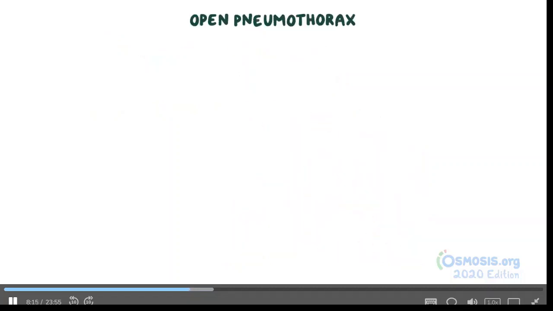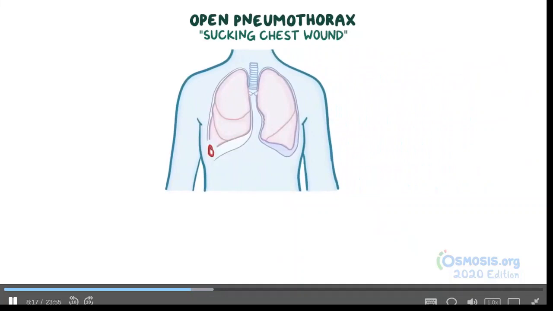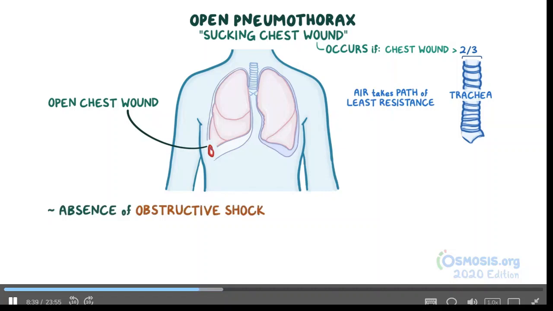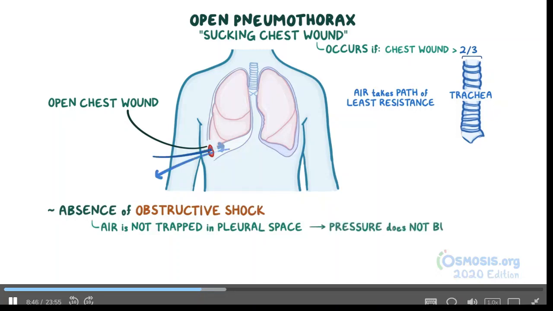An open pneumothorax, also called a sucking chest wound, is a pneumothorax that communicates with atmospheric air due to an open chest wound. An open pneumothorax occurs if the chest wound is greater than 2/3 the diameter of the trachea because atmospheric air likes to take the path of least resistance, preferring the open wound over the trachea. One key difference between an open pneumothorax and a tension pneumothorax is the absence of obstructive shock. This is because air is not being trapped in the pleural space, instead it's free to go in and out of the chest. So pressure does not build up and the surrounding structures aren't compressed.